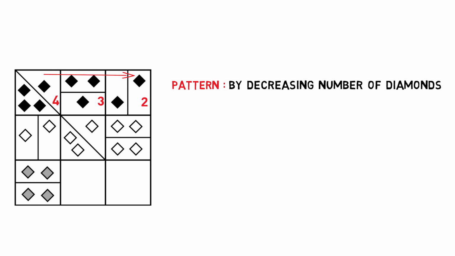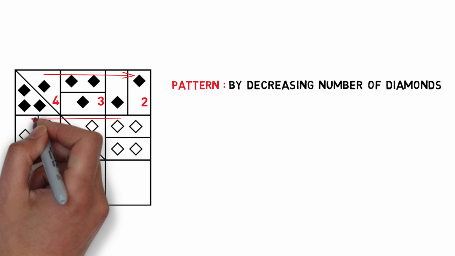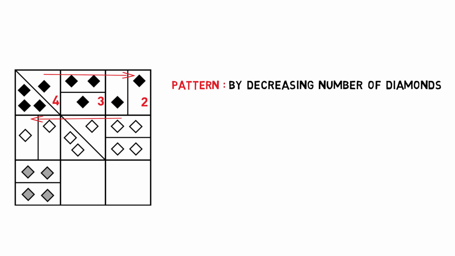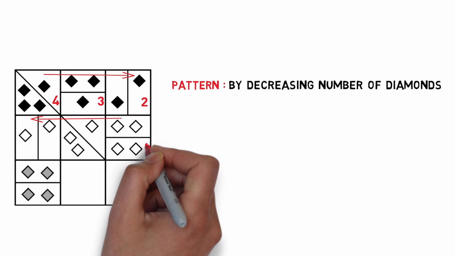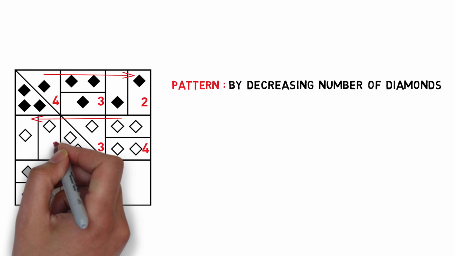In the second row, the pattern reverses, and it goes from right to left. And you see the same pattern of the white diamonds. 4 goes down to 3 and then goes down to 2.